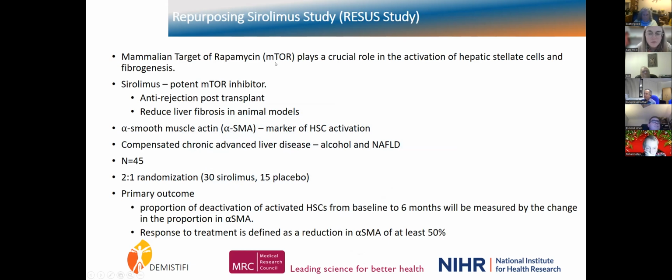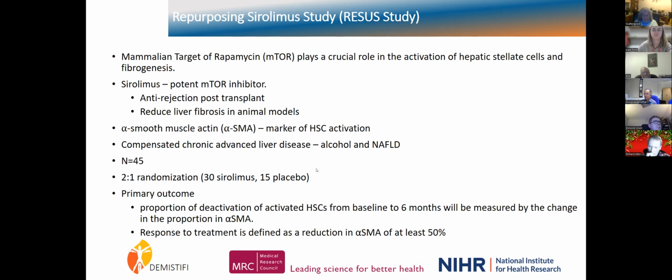mTOR pathway. This is a very crucial pathway within the cell, which can trigger the stellate cells, these octopus-like cells or star-like cells I identified. So we can block it by one of the medications we already use for transplant patients called sirolimus or rapamycin. And we are piloting a randomized controlled trial where we are giving it and seeing whether people who already have a substantial scarring, can we reverse it?